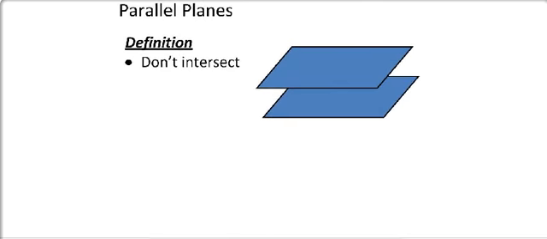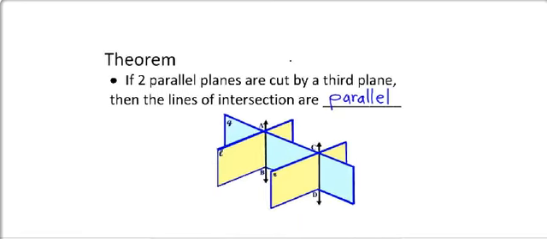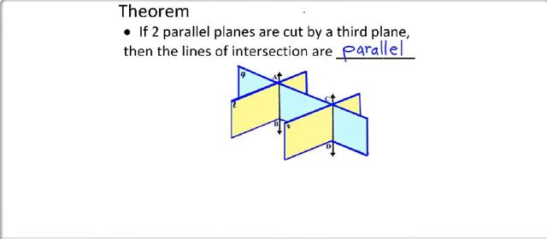Then we talked about parallel planes. If two planes don't intersect, they are parallel. Two planes are going along and they're parallel, and then a third plane comes by and intersects those two, then the two lines of intersection are parallel.